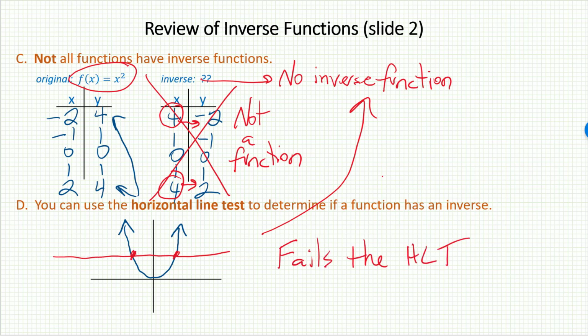Why does this work? Well, because if a horizontal line hits the graph twice, it's an indication that that particular y value is repeated. And having repeated y values, as we've seen, causes the problem.